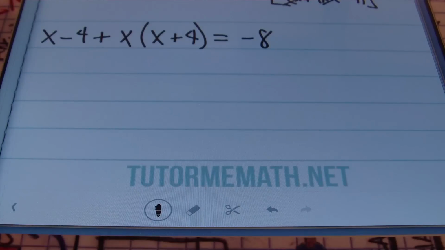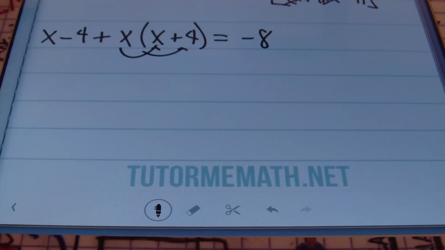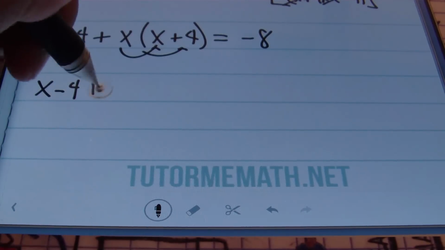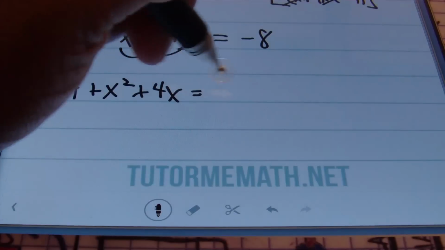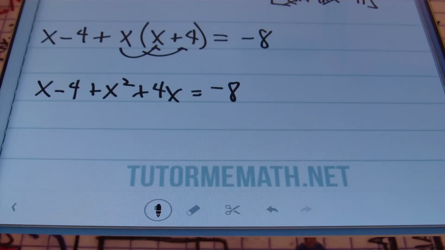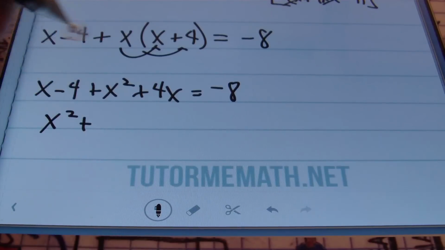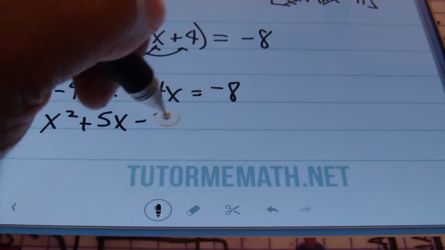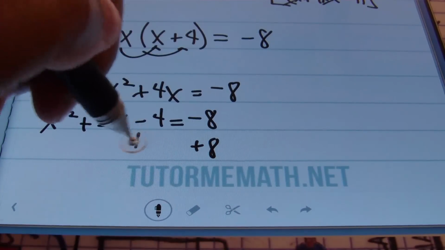So once again, I have a more visually appealing equation. That means I'm going to go ahead and distribute now, getting my arrows popping, and I end up with x minus 4 plus x squared plus 4x, which equals negative 8. Next we'll be combining our like terms, and I have x squared plus 5x minus 4 equals negative 8. So then I'll add 8 to both sides here.